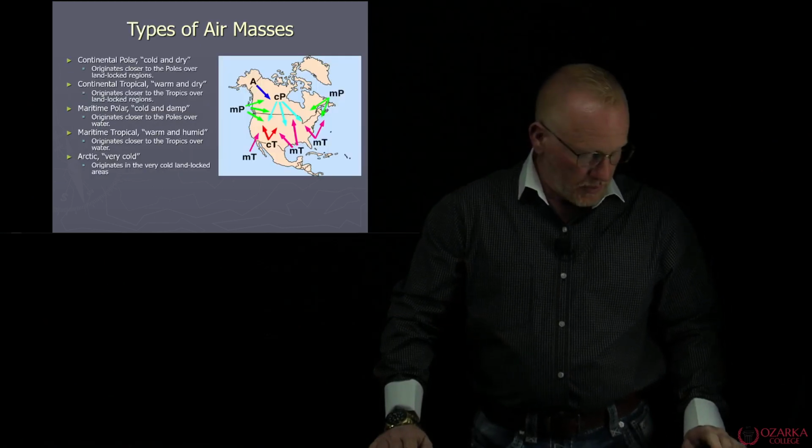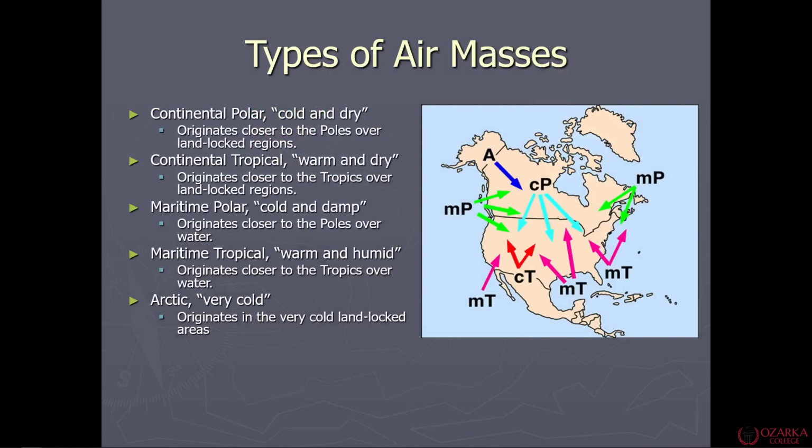Now, I'm going to blow this up so you can see it better. There are different types of air masses. Continental polars are characterized by cold and dry air, and these originate closer to the poles over landlocked regions. If you'll see up there in the middle of Canada, the CP, that stands for continental polar. Now, continental tropical are warm, dry, that's how they're defined, and these originate closer to the tropics over landlocked regions. Okay? Now, maritime polar are cold and damp, and these originate closer to the poles over the waters.